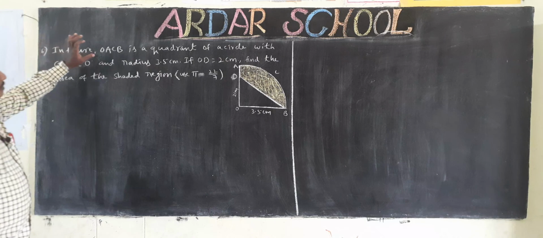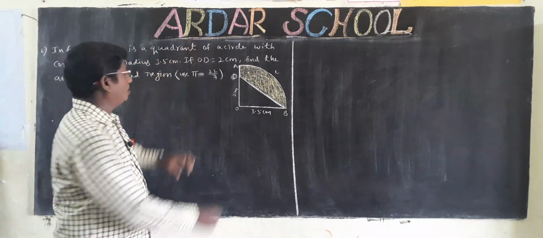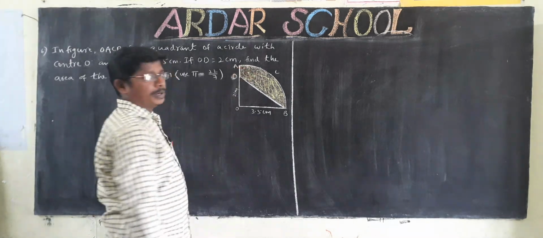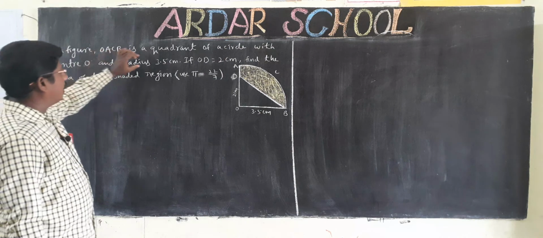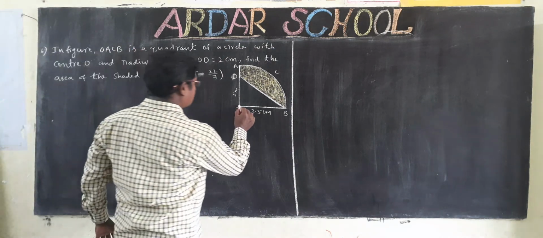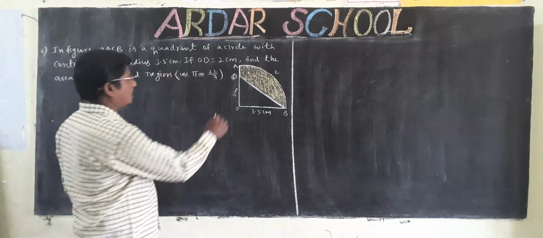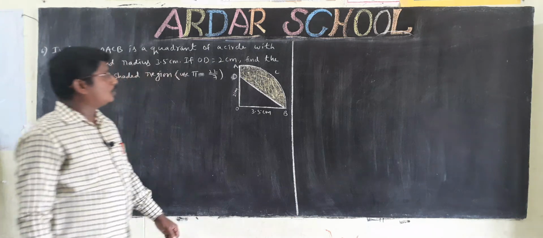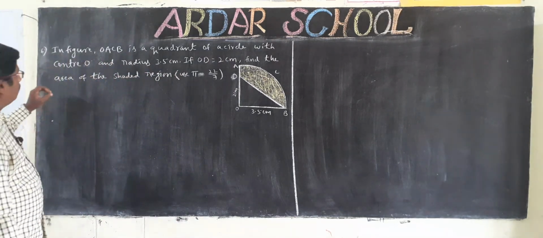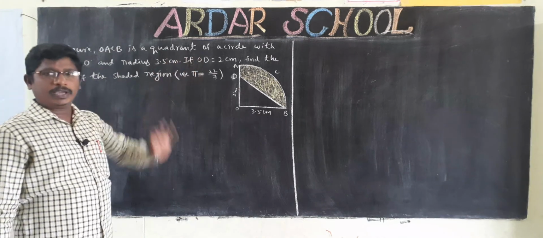Okay, next we go to the sixth sum. In the figure, OACB is a quadrant of a circle. Quadrant means one-fourth part of a circle, with center O and radius 3.5 centimeters. This is radius OB, 3.5 centimeters. If OD is equal to 2 centimeters, this is OD. Find the area of the shaded region. Use pi equal to 22 by 7.